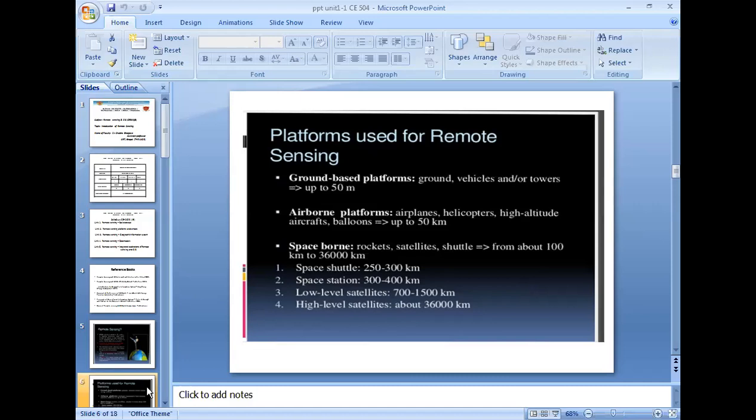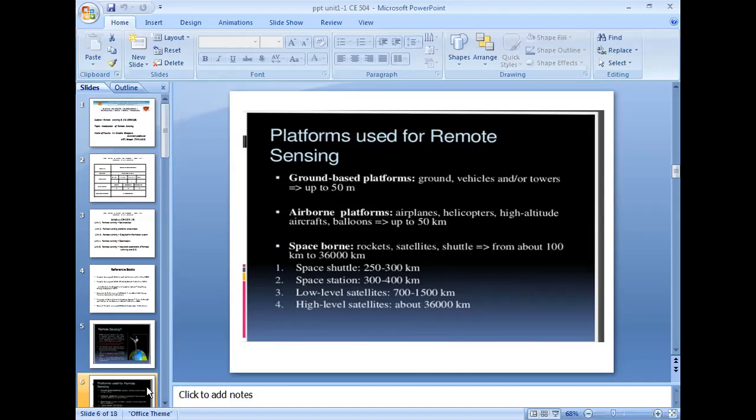Okay, so from these points we can take out the image. And spaceborne platforms are those like satellites, shuttles and rockets, from 100 kilometers to 36,000 kilometers.